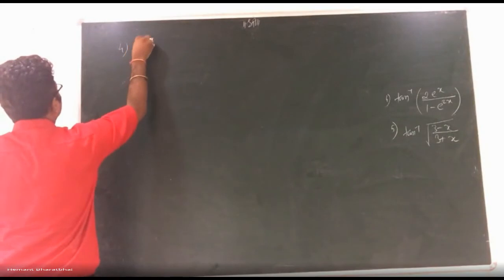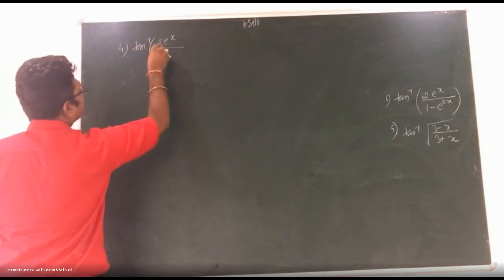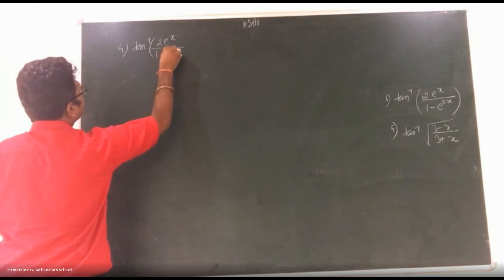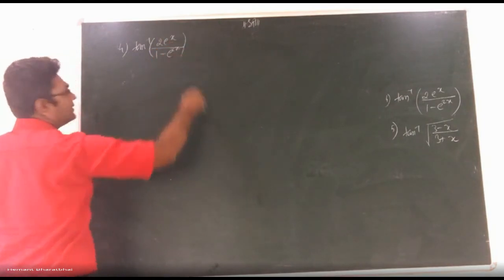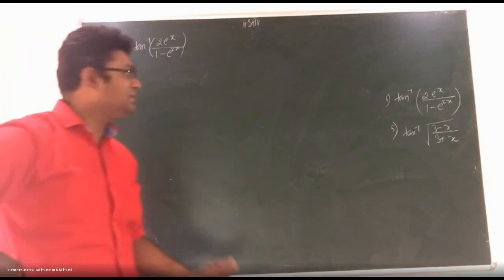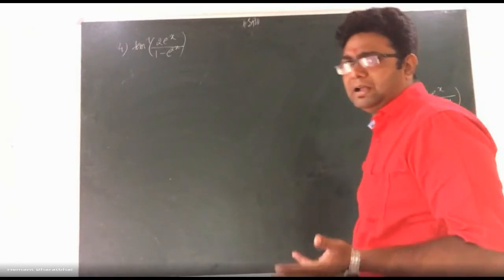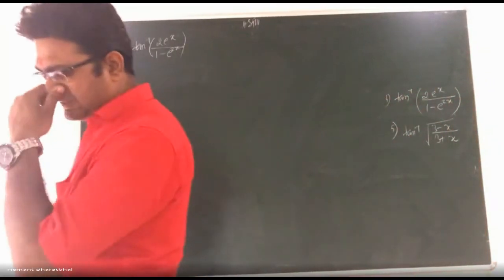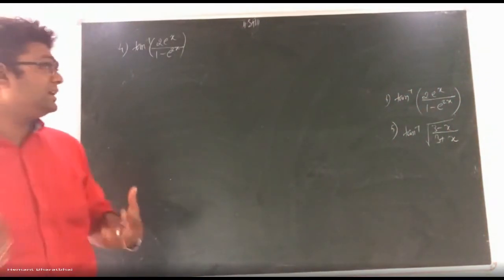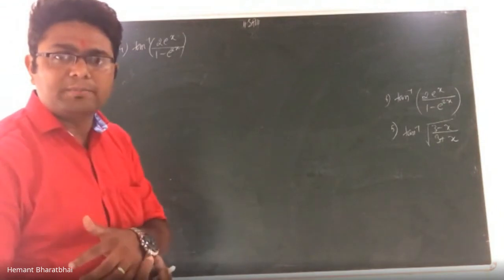Fourth, tan inverse of 2 e raised to x upon 1 minus e raised to 2x. Whenever we get this, we have to think in that mode. What is that? I should get tan so that tan and tan inverse get cancelled, or I should get at least cot, and cot can be written as 1 upon.